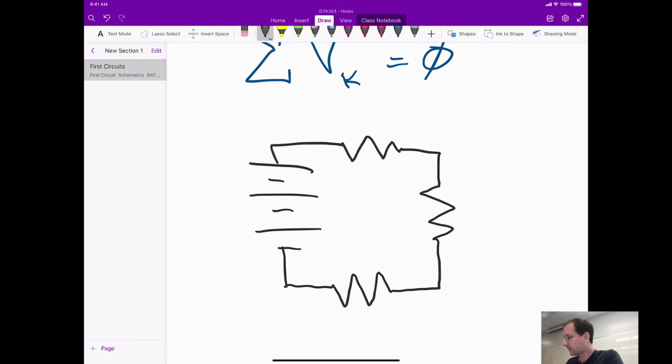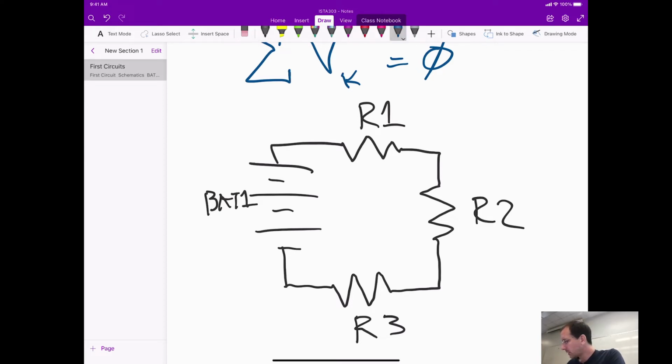And let's call them, what are we going to call them here? Let's call this one R1, R2, and R3. And then of course we have our battery, which we'll call BAT1 here, though that's not super important, the labels right now. And then each one has a voltage associated with it.